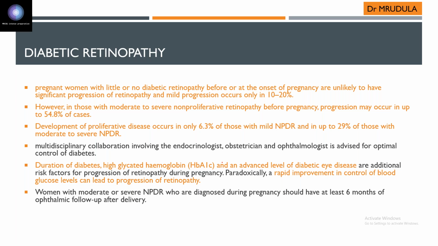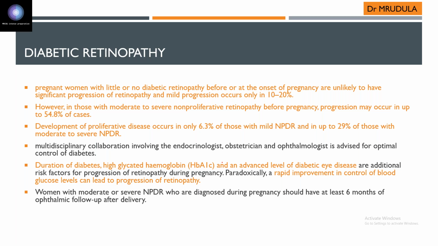for optimal control. Now, what are the risk factors for development or progression of diabetic retinopathy in pregnancy? Duration of diabetes, high HbA1c levels, and advanced level of diabetic eye disease. So these are the additional risk factors apart from pregnancy. Again, it is known that rapid control of glucose leads to the progression of retinopathy. But again, rapid control of glucose is advised for good pregnancy outcomes. So now it should be balanced with multidisciplinary team input.